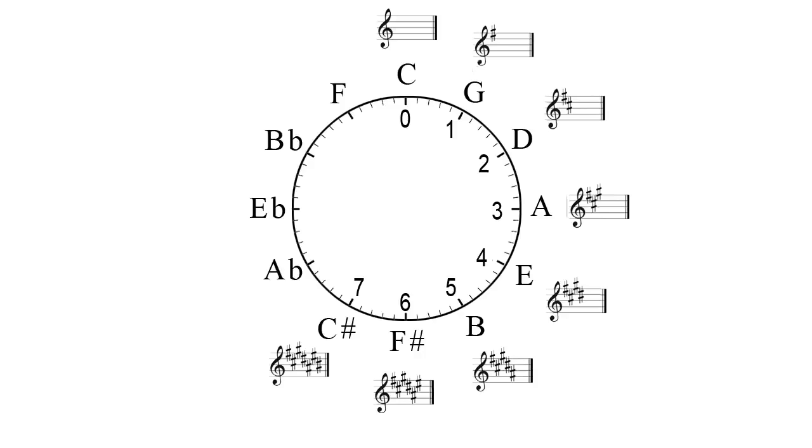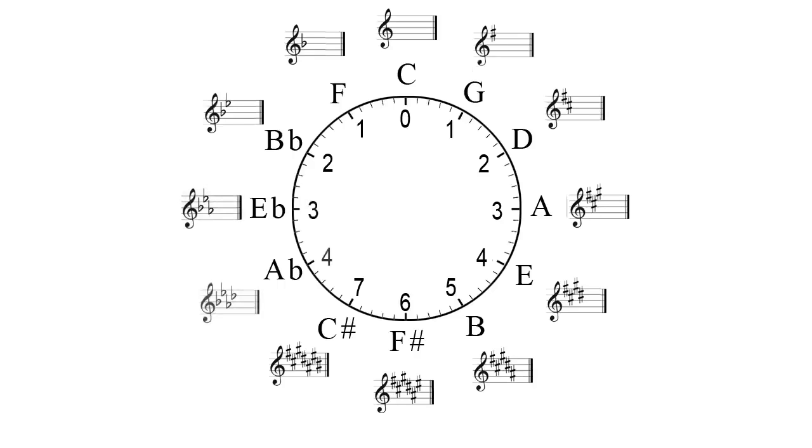I'm going to stop there just for the moment, and now have a look at the keys with flats in their key signatures. If we go back to C at our 0 position, and now instead of going clockwise around the circle, we go anti-clockwise, the key of F has 1 flat in its key signature. Moving another step anti-clockwise, the key of B flat has 2 flats in it. Another step, and E flat has 3 flats in it, and so on.